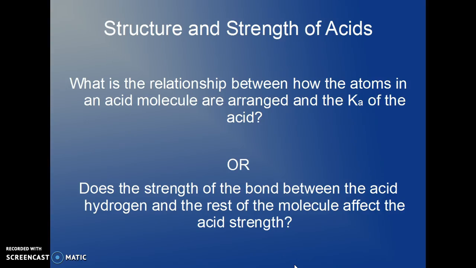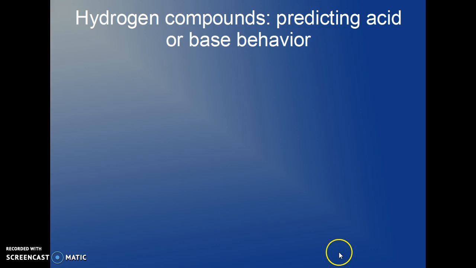Let's look at how the structure of an acid in its molecule would affect the strength of that acid. Does the strength of the bond between the acid hydrogen and the rest of the molecule affect the strength of the acid? The answer is yes. Let's look at hydrogen compounds in general.